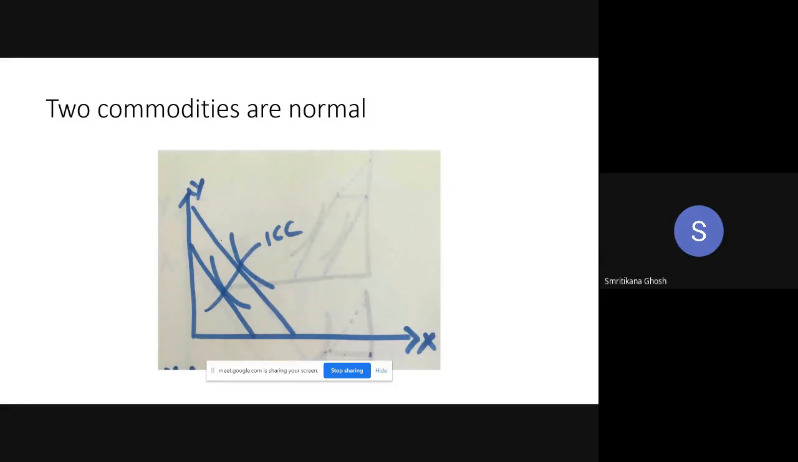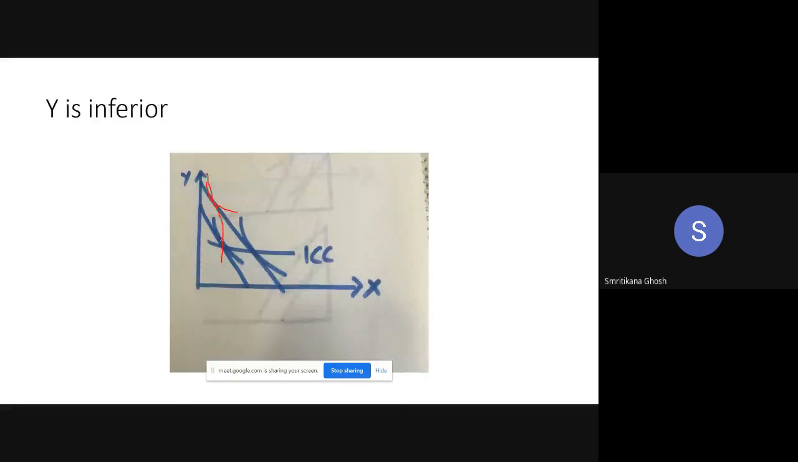But with simple mathematics, you can also prove that two commodities cannot be inferior simultaneously. For that, you have to use your budget equation, that is, M is equal to Px into X plus Py into Y. Then differentiate it with respect to M, because here your income is changing. And then you can find that it is not possible for del X del M less than 0 and del Y del M less than 0 at the same time. So this is how you can prove that it is not possible.